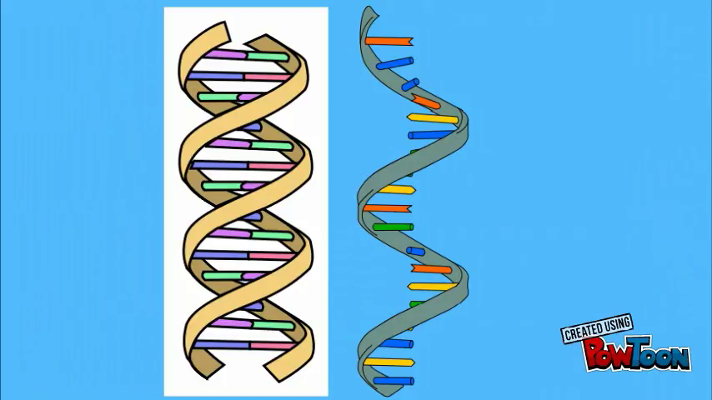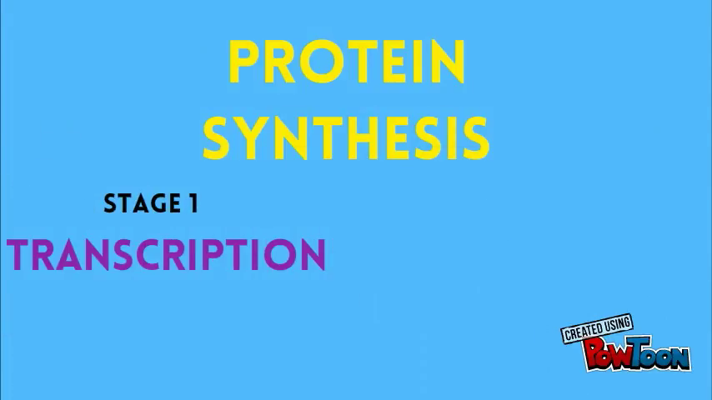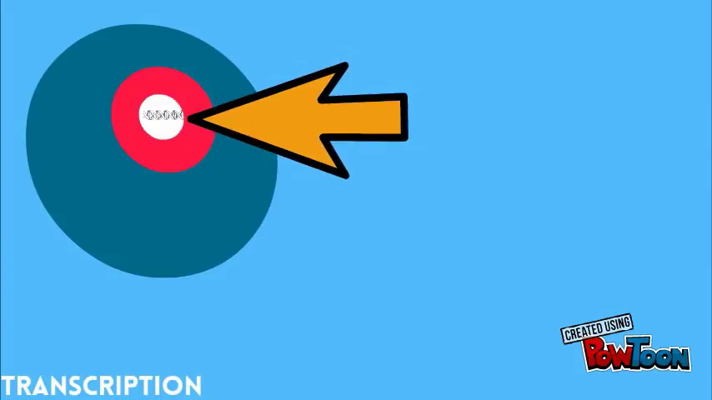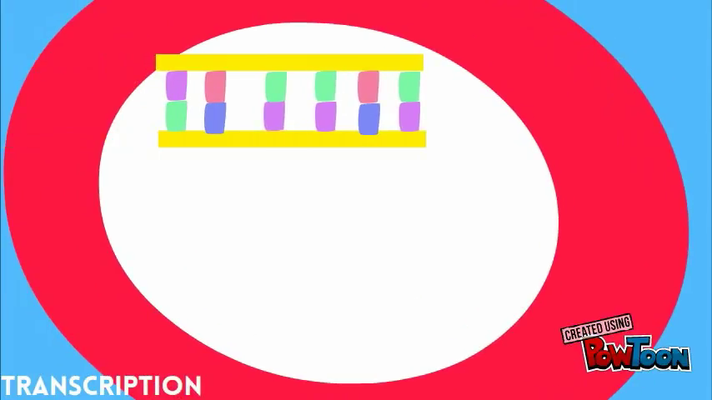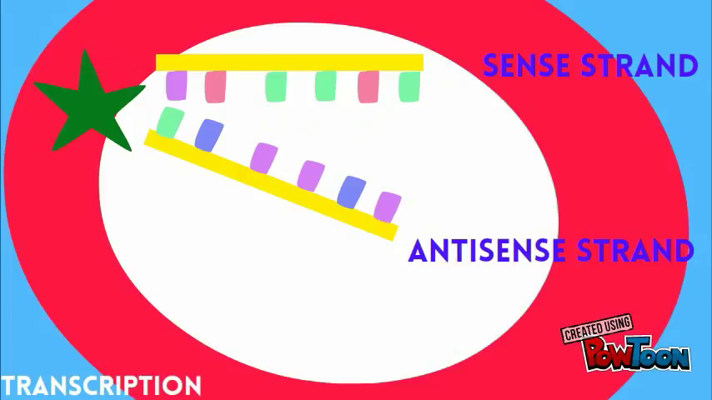Now that we have learned the structures of DNA and RNA, we are now ready to learn the process of protein synthesis. So to start, protein synthesis is split into two stages, the first stage being transcription and the second being translation. Transcription takes place in the nucleus, and here the enzyme DNA helicase is used to unzip the DNA strand by breaking the hydrogen bonds formed between the rungs, causing the DNA strand to split into two pieces. These are called the sense strand and the antisense strand.